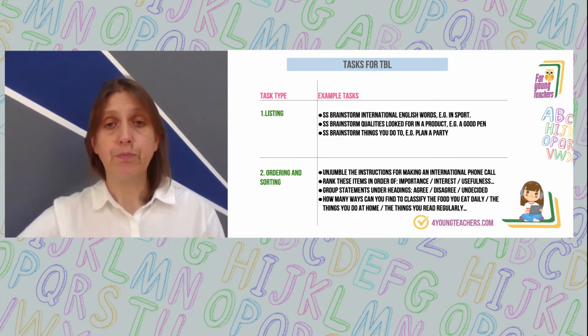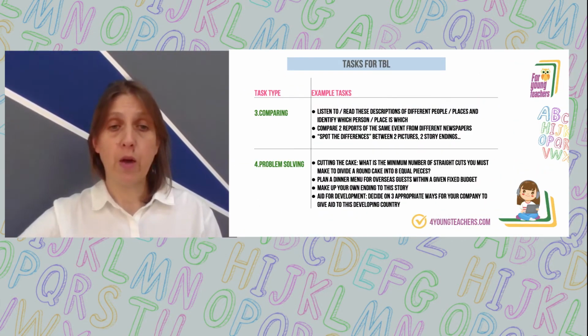For example, reserving a table at a restaurant or making an international phone call. Students might also be asked to rank the items in order of importance according to their interests or usefulness. Or the students might be asked to group the items under the heading agree, disagree, undecided, and stand their point of view or provide an example. Another type of activity is to find as many ways as possible to classify food you eat. Grouping and classifying items belong to the examples of the task for TBL.